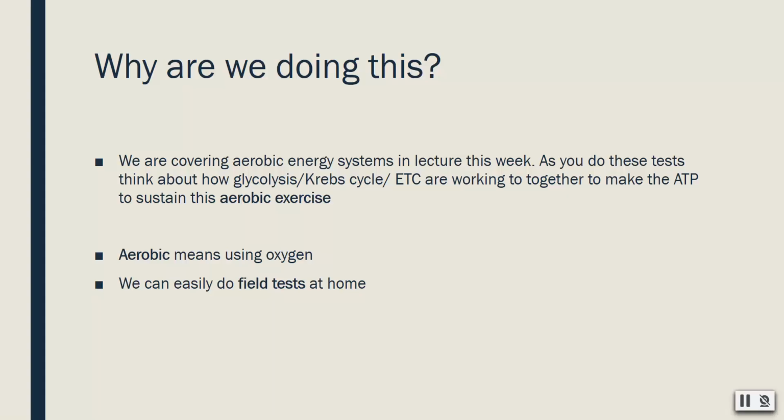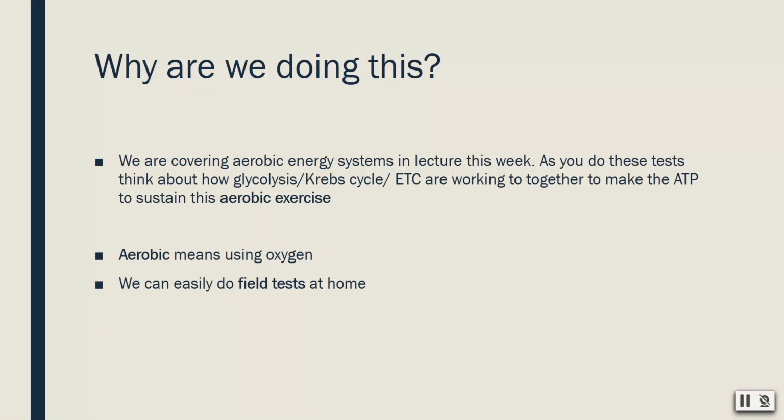Right now in lecture we are covering the aerobic energy systems, and as you know, these are the systems that help us sustain exercise that's a little bit lower in intensity, but we can sustain for longer periods of time. In our aerobic energy systems, we can use either carbohydrates in the form of glycogen or blood glucose and fat through the Krebs cycle and the electron transport chain to make ATP.